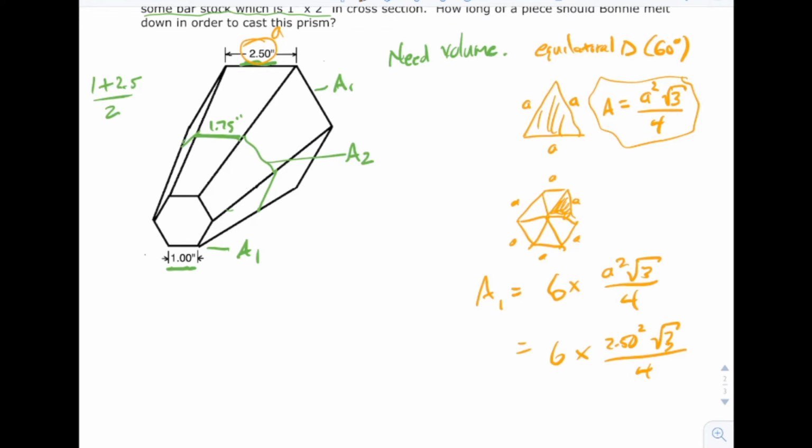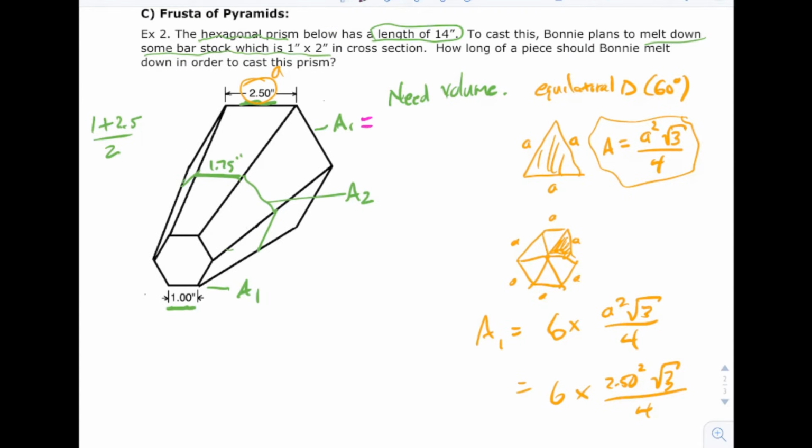And when I punch the button on that, I get, let's see, what did I get? I got 16.238 square inches. And then for area 2, maybe I'll just jot the formula over here someplace. You're going to do the same thing. 6 times a squared, square root of 3 over 4. But you're going to use that the a is right here, 1.75. And punch a few buttons, you get 7.9566 square inches.